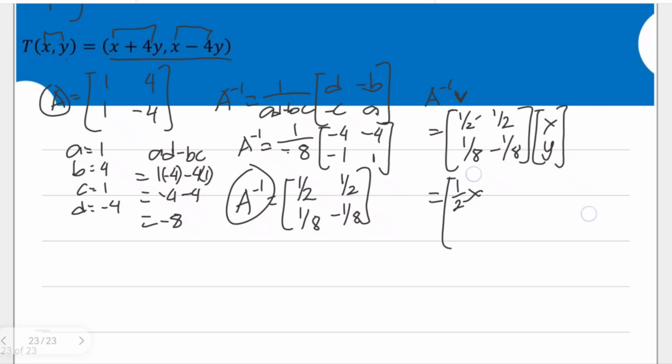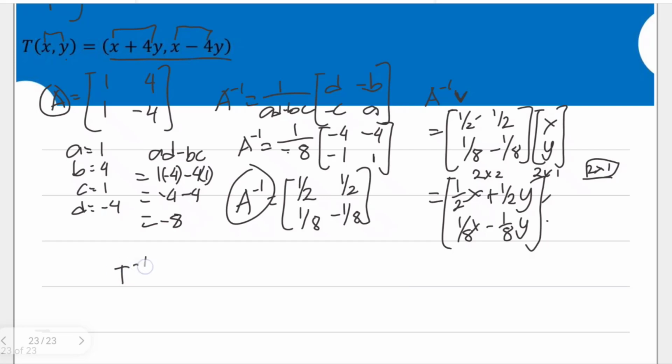Take note, this is a 2 by 2 matrix times a 2 by 1, so your result is a 2 by 1 matrix. So you have plus 1/2 of y. That's just one entry. 1/8 x minus 1/8 of y. This is 2 by 1, 2 rows by 1 column. This means that the inverse of our linear transformation of x, y is denoted by these two entries, 1/2 of x plus 1/2 of y, then 1/8 of x minus 1/8 of y.